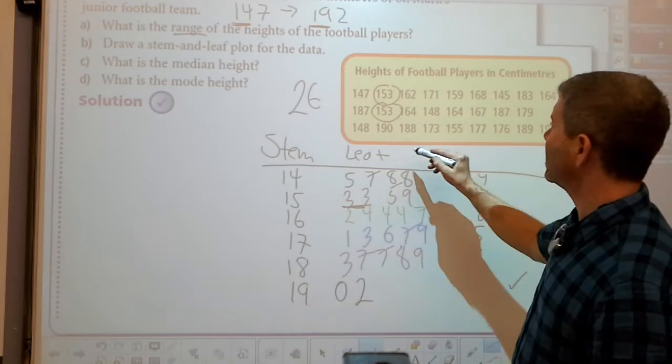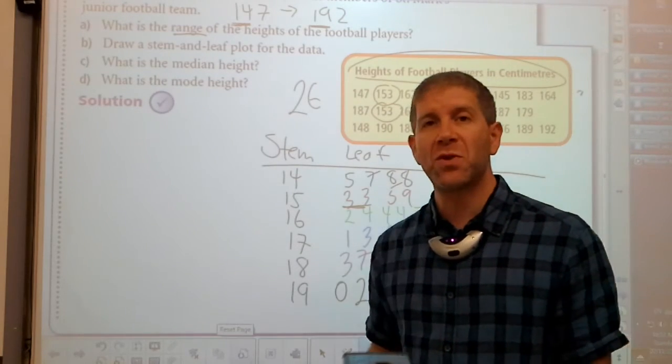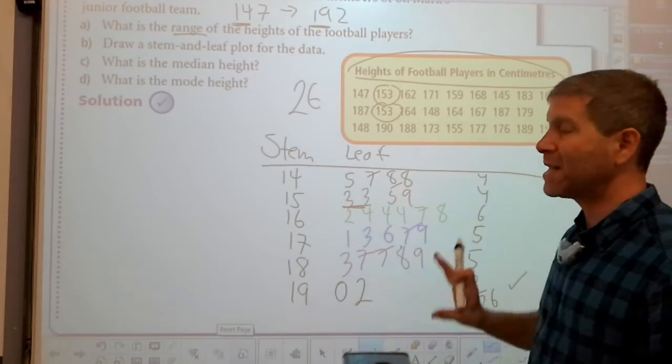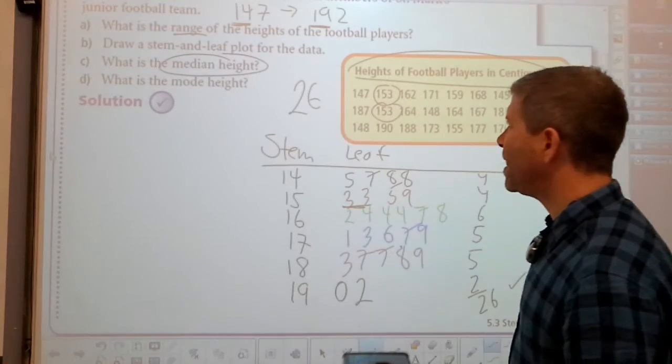And this is the last thing we would need, to add the title. Very important, a lot of students forget to add the title to their graphs, whether it's a stem and leaf plot or something else. Now, the next question is, what is the median height?